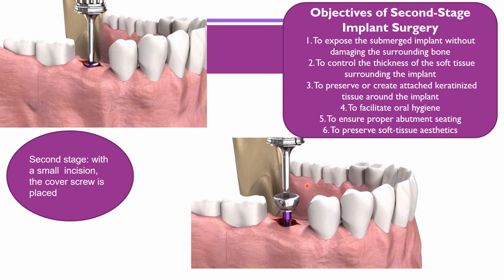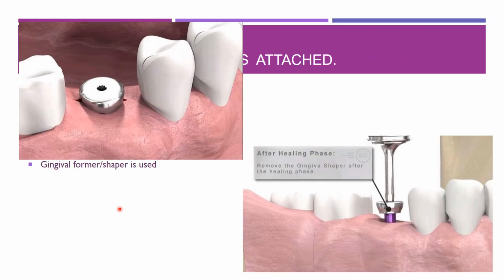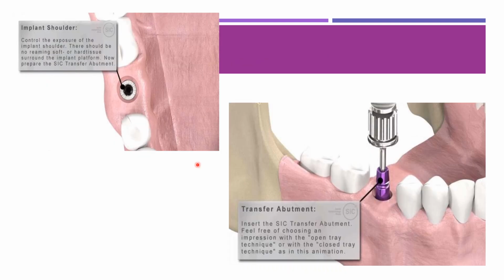You can see that after the removal of the cover screw, you can give the gingival former. This is the gingival former, or shaper, being placed, and after the healing period of 7 to 10 days, the gingival former is removed. You can see that this is the implant shoulder area. Before placing the gingival former, you have to make sure that if the cover screw is covered with bone or soft tissue, it has to be removed. This will control the exposure of the implant shoulder. There should be no remaining soft or hard tissues around the implant platform.